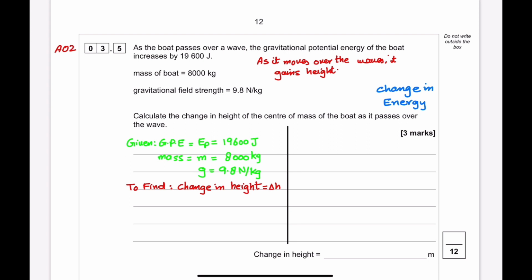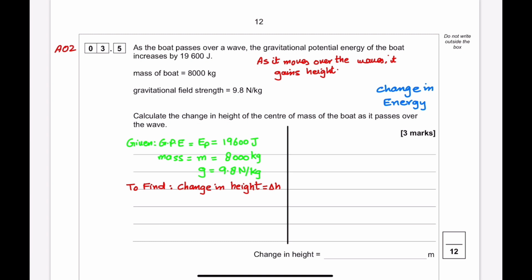We know that if the wave is coming and the boat rises in the air, it will gain certain height. So it will have gravitational potential energy due to the height. This question is from the change in energy. So the given things are the energy, which is gravitational potential energy, 19,600 joules. Mass of the boat is given, 8,000 kilograms, and the value of g is already given here. The demand of the question is we need to find the change in height.